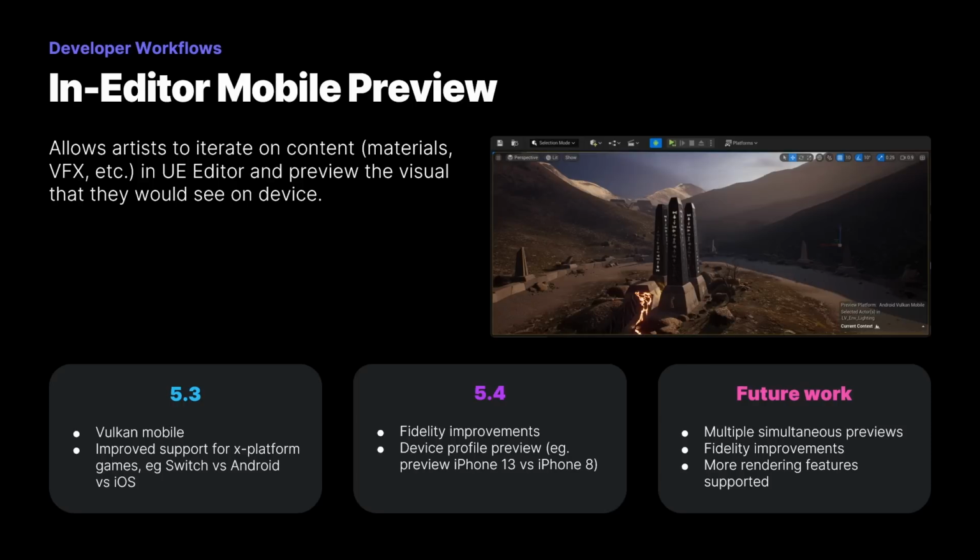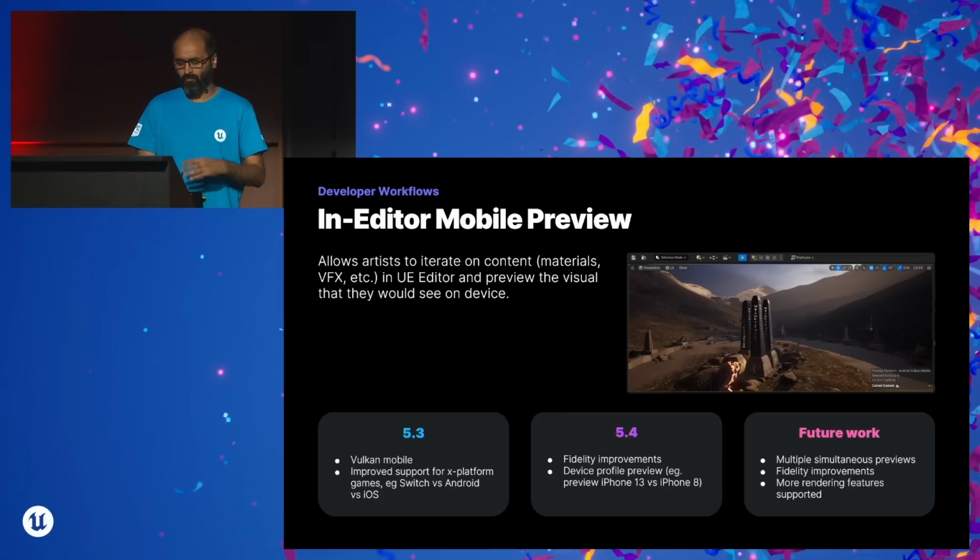Since 5.3, we have added Vulkan mobile support for preview. We have also improved support for Android and iOS and whatnot. With 5.4, the visual fidelity that you're able to get with the preview platforms has also increased. There's also the device profile preview for various devices, from iPhone 13 versus iPhone 8 and whatnot. And we also now support the emulators provided directly by Google, if you want to, instead of doing that inside the editor. For the future, we are going to be supporting multiple simultaneous previews.